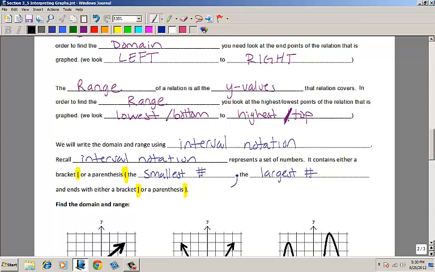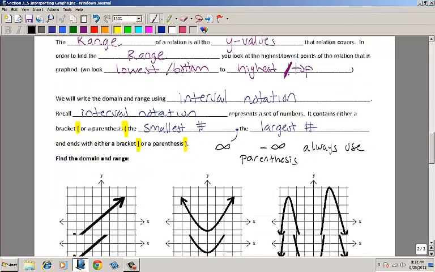For those of you who may have forgotten, recall that infinity and negative infinity always use parentheses. Remember, parentheses means that you cannot include that number, so you have an open circle. And brackets means you can include the number, so you have a closed circle.